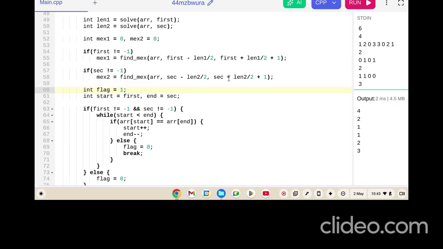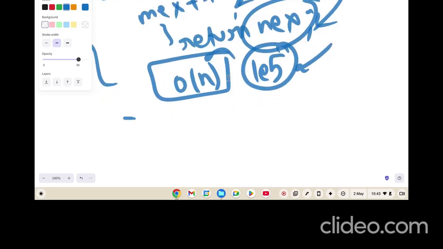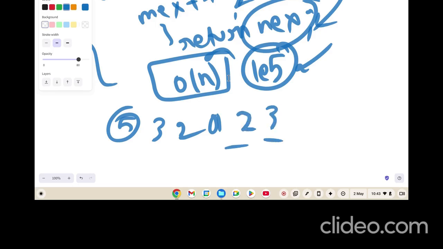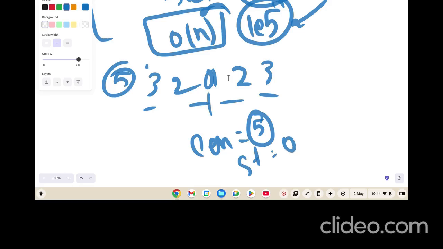Let's quickly look at it. Let's say I had that 5 length array, 0, 2, 3. So what will happen is your length will be 5, which is your correct max. And in this case, you will start at index 0, which is this: 0, 1, 2, 3, 4.